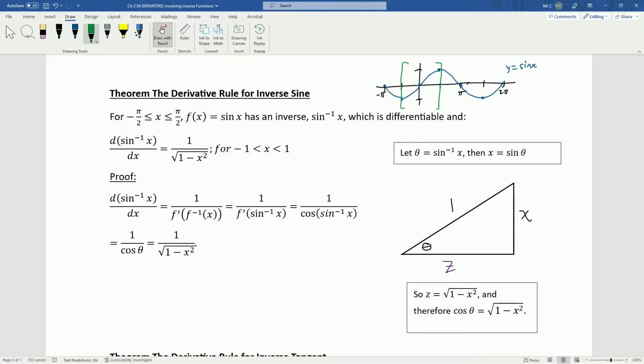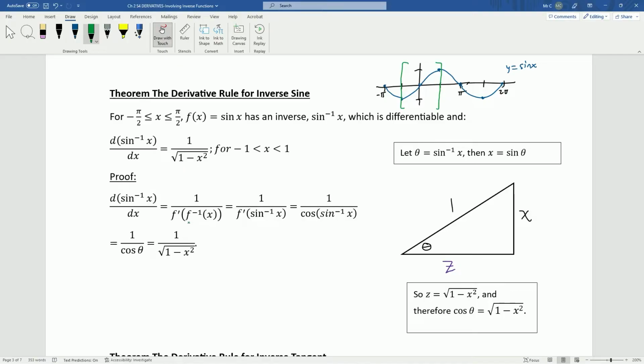Okay, so now we put this restriction in place, and that's why this is listed here. For x between negative pi over 2 and pi over 2, f of x equal to sine of x has an inverse, sine inverse of x, which is differentiable, and the derivative of sine inverse of x with respect to x equals 1 over the square root of 1 minus x squared for x between negative 1 and 1. Obviously, we can't divide by 0 here.